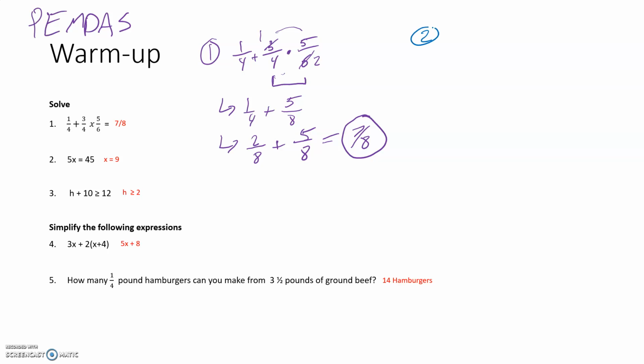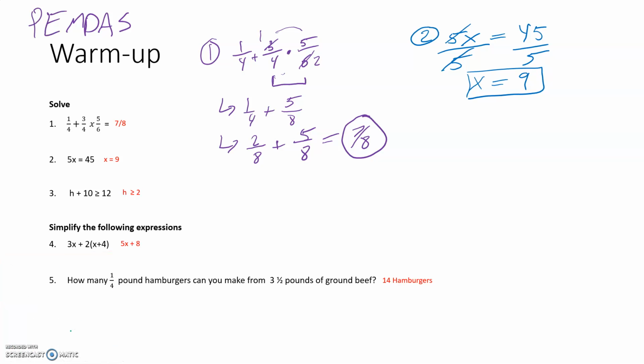5x equals 45. All right, this is a problem where I need to solve the equation. I do that by the inverse operation, very similar to what we're going to be doing today. So divide by 5, divide both sides by 5, and these cancel each other out, and so I'm left with x equals 9.